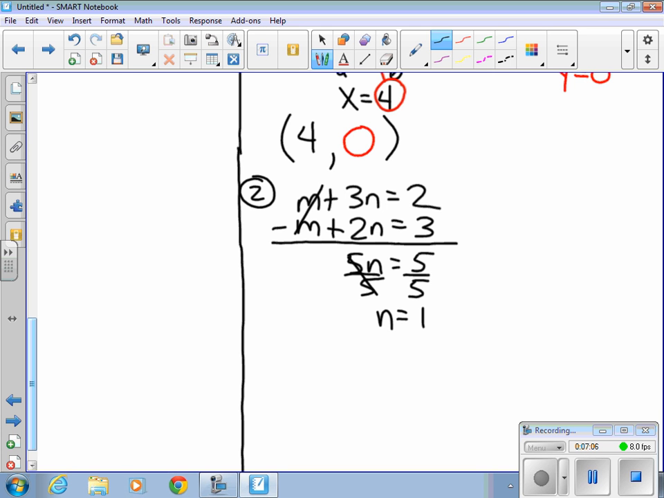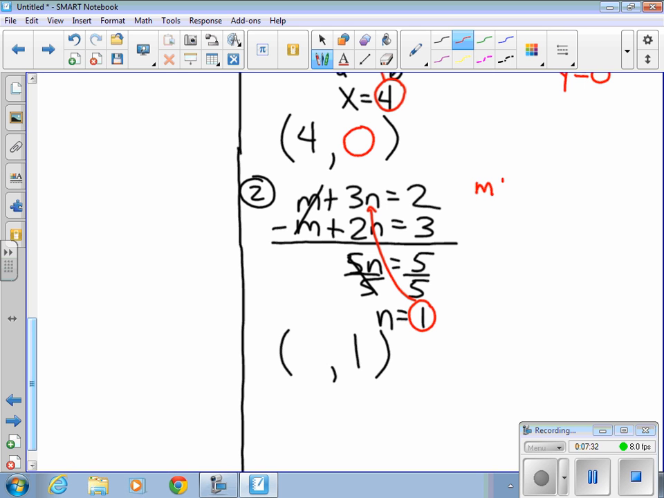Remember, when you go to write your ordered pair, you have to keep your letters alphabetical. N comes after m, so the 1 is going to go in the second spot. Okay, so make sure you know your alphabet really well. Right, now that I have my n value, I'm going to take the value of 1, and go back to either equation and figure out what m is. Because the m in the first equation is positive, I'm going to stick this one into the first equation, and it'll give me an answer pretty quickly.